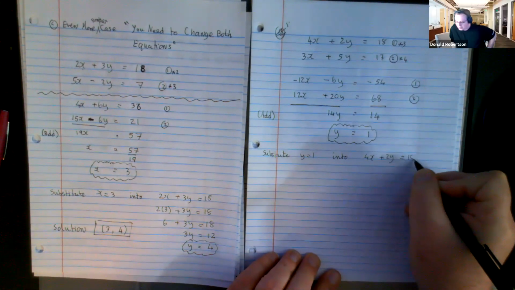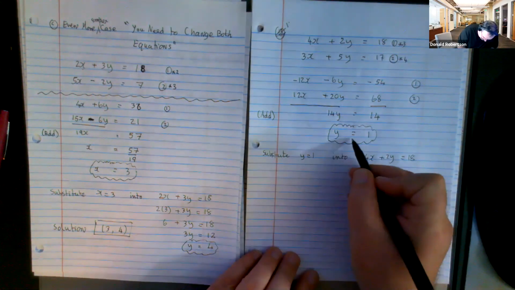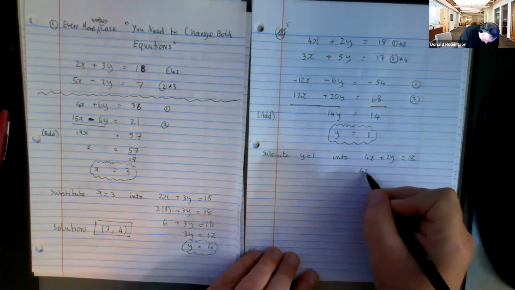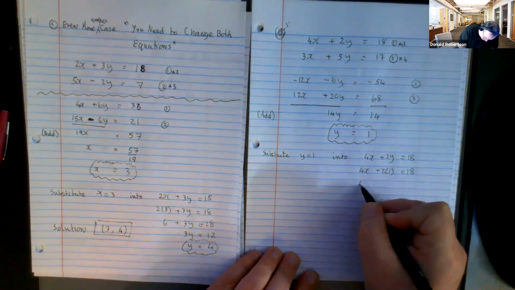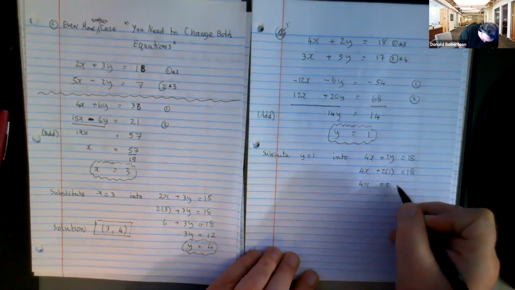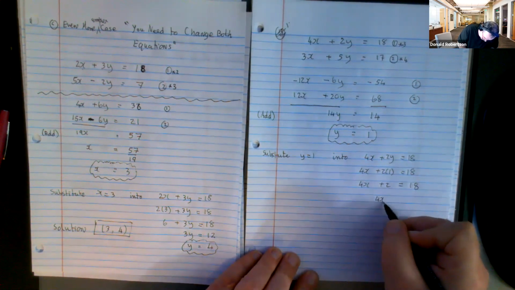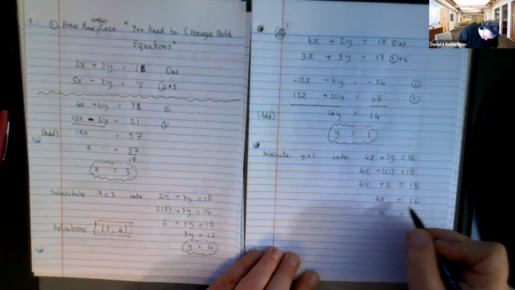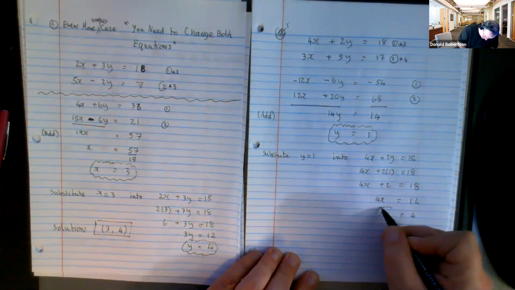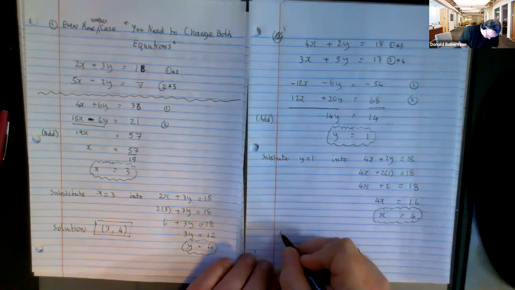Why? Everybody's positive and the numbers are quite small, right? That's the only reason. So I'm going to put y equals 1 into here. So it's going to be 4 lots of x plus 2 lots of y is 18. 4 lots of x add 2 is 18. Subtract 2 from both sides. And then divide both sides by 4. And we've solved the problem.